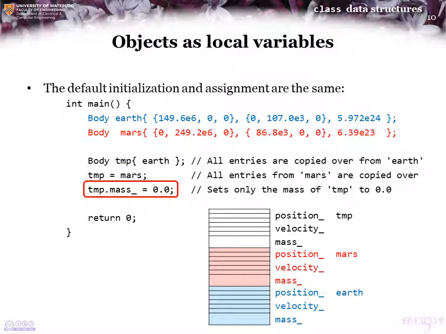So if, for example, I assign to temp.mass the value 0, that's only going to assign this particular member variable associated with temp. It will not change Mars or Earth. Instead, it will only change the member variable mass associated with the local variable temp.